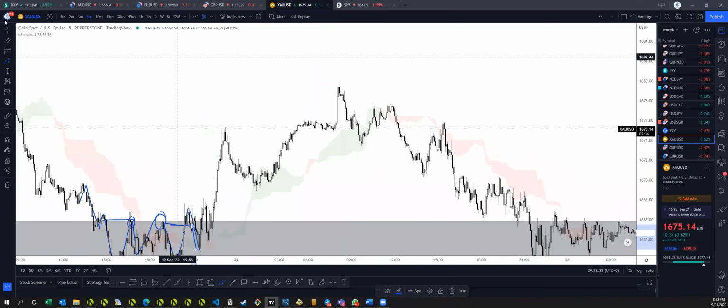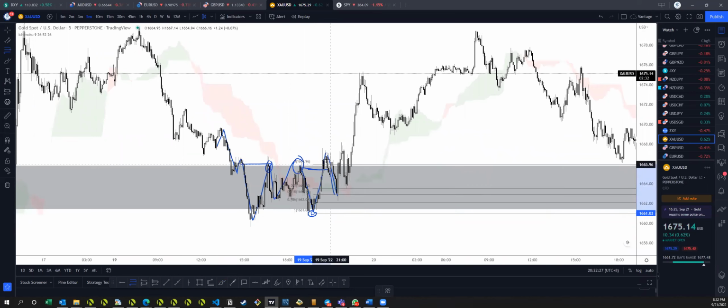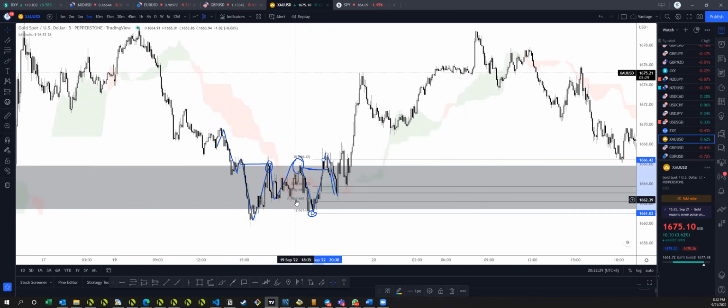Let me just zoom in a little bit. You can use the Fibonacci to identify the 0.786 or be a little bit more aggressive in the golden zone between 0.5 and 0.618. And once you have entered this position, the first swing is your first TP, and then 2x, 3x will be the move up.